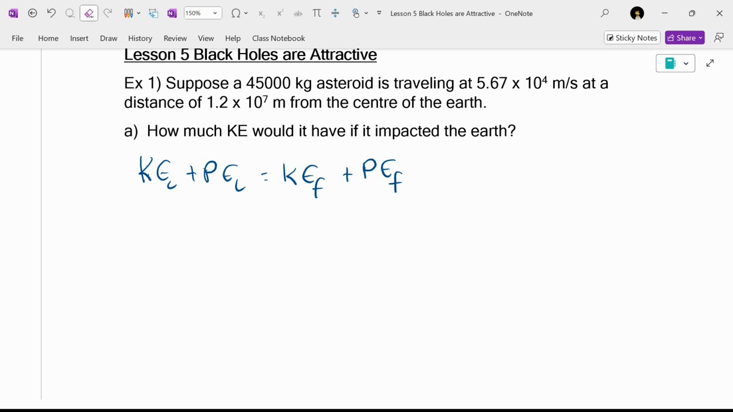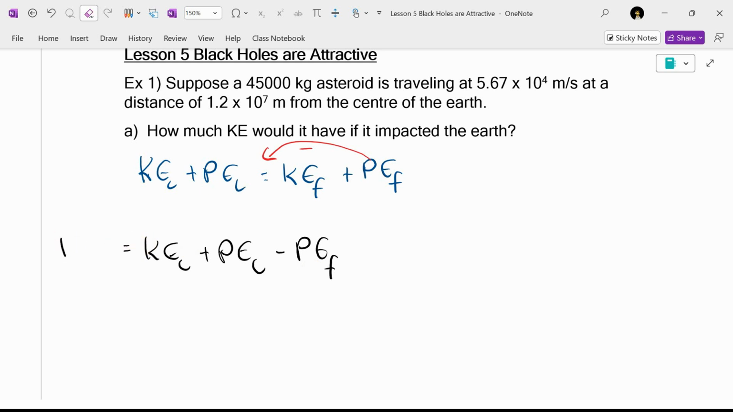Rats. Oh, kinetic energy would be zero if we were at rest. Are we starting at rest? No. Are we ending at rest? No. We're hitting the Earth with a lot of kinetic energy. Nothing cancels here. But what do they want me to find? I guess I would at least move that over. So I'm going to have this KE initial plus PE initial minus PE final.